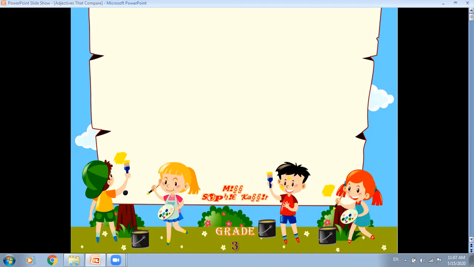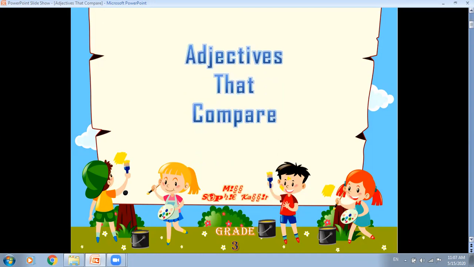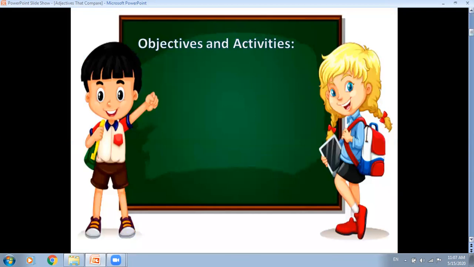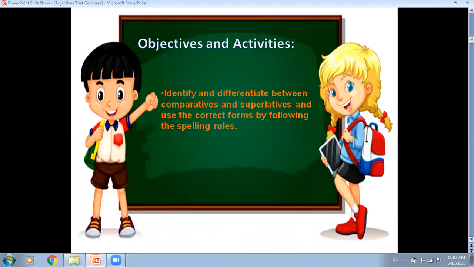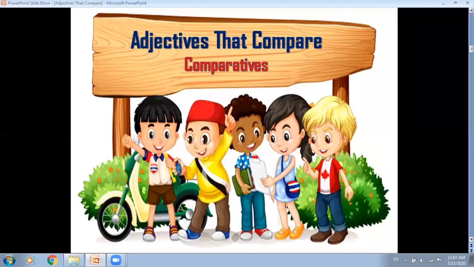It's time to discuss another lesson related to adjectives, and it is called Adjectives That Compare. So let's start. We are going to read the objectives and activities. Identify and differentiate between comparatives and superlatives, and use the correct forms by following the spelling rules. We are going to start with the comparatives.